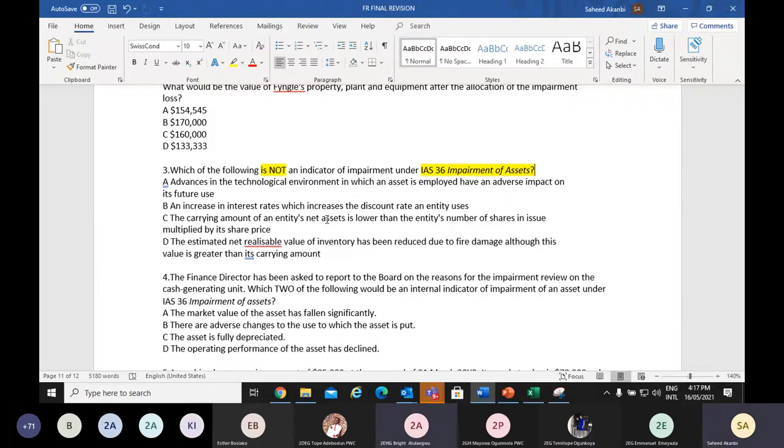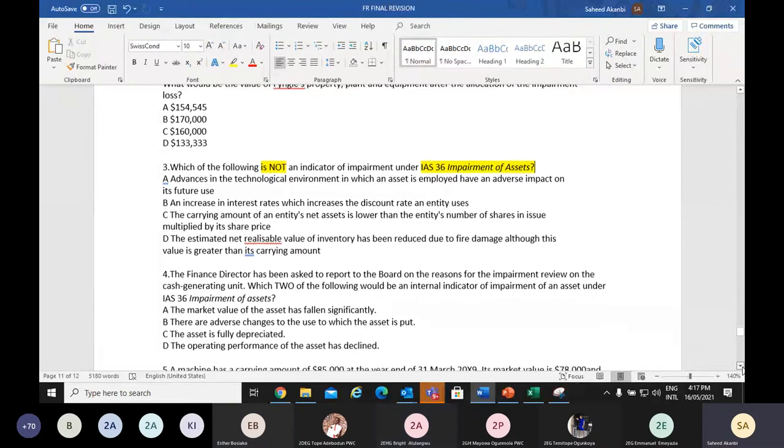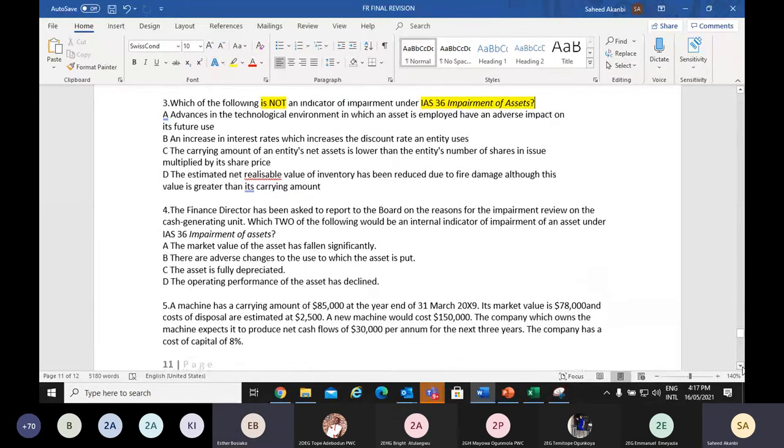So can we move? Question four. The finance director has... Yes, what's the question? If you are saying IAS 36 doesn't apply to inventory... Now ask your question. Option D has to do with inventory. So if IAS 36 doesn't apply to inventory, then it should be D.